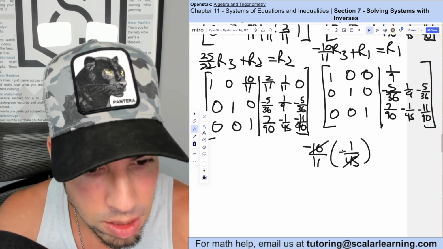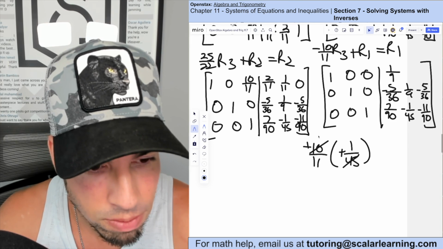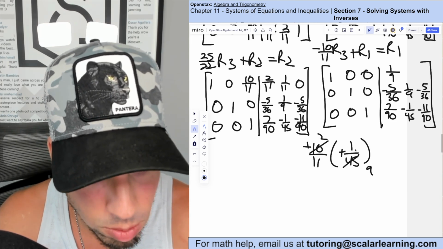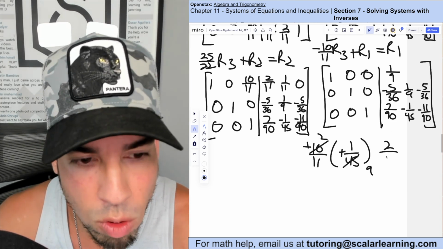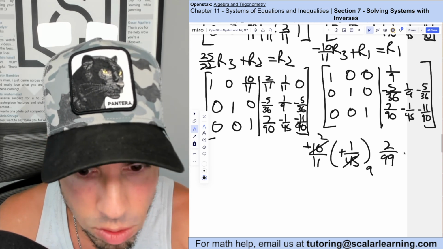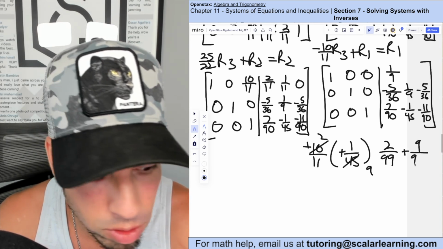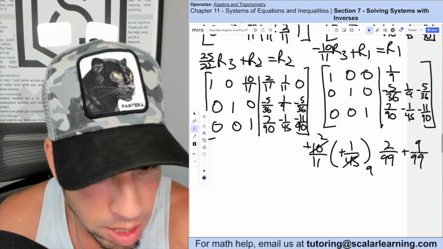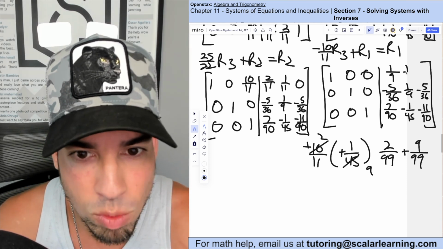Let's simplify. Negatives are going to cancel out. Divide by 5, we got 2 and 9, so that's going to be 2 over 99. So 2 over 99 plus 1/11, which is 9 over 99, is going to be 11 over 99, which is the same as 1/9. Cool.